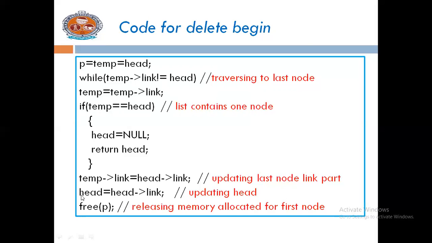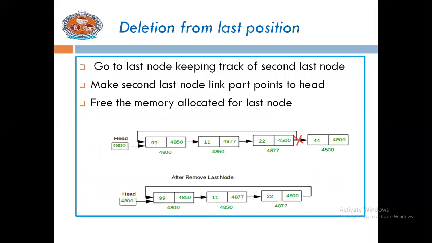And in the third step, we need to update head value to second node. Head equal to head of link. That means head value is changed to second node address. Finally, we are releasing the memory for P. What is P here? P is assigned to head initially. P value points to first node address. We are deallocating the memory for first node address. So releasing the memory for first node. So this is all about deleting the node from beginning.